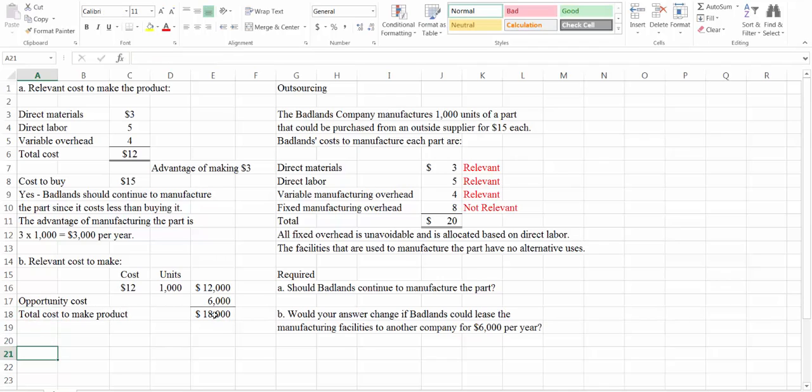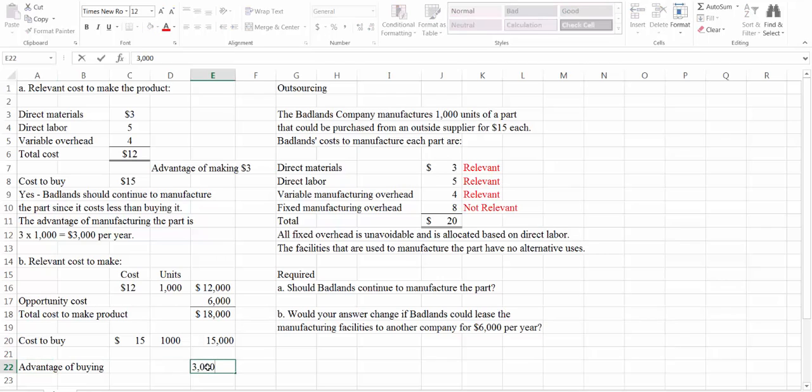Okay. All right, so that's the first main number that we're looking at. The second number we're going to look at is the cost to buy the product. The cost to buy the product is $15,000 a year. That's the 15 times 1,000 units. Okay, so that gives us $15,000 a year. So the advantage of buying is going to be the difference between the $18,000 and the $15,000, or $3,000.